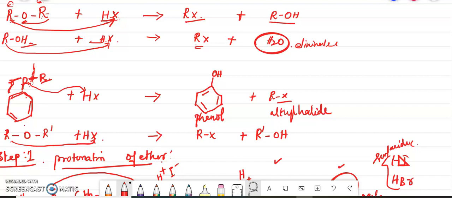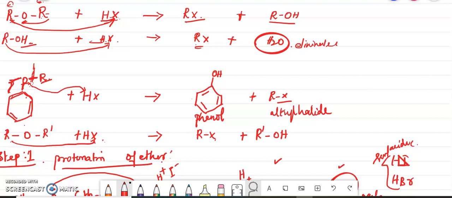Cleavage is happening in the same manner. It's not giving any preference to any bond. Here, they have given preference to the alkyl and oxygen bond for the cleavage, but here it won't be. It is happening in the same manner. So I am telling you, there is a formation of alkyl halide and alcohol. We are getting the product.